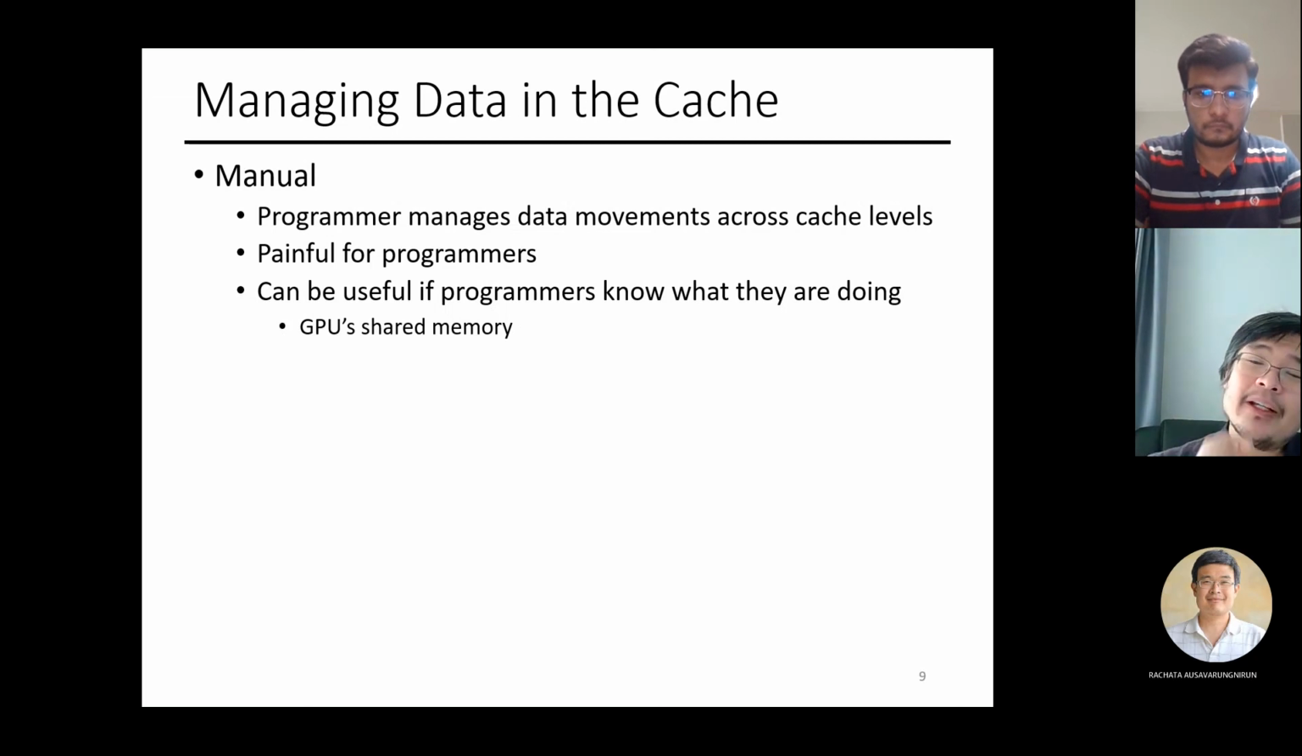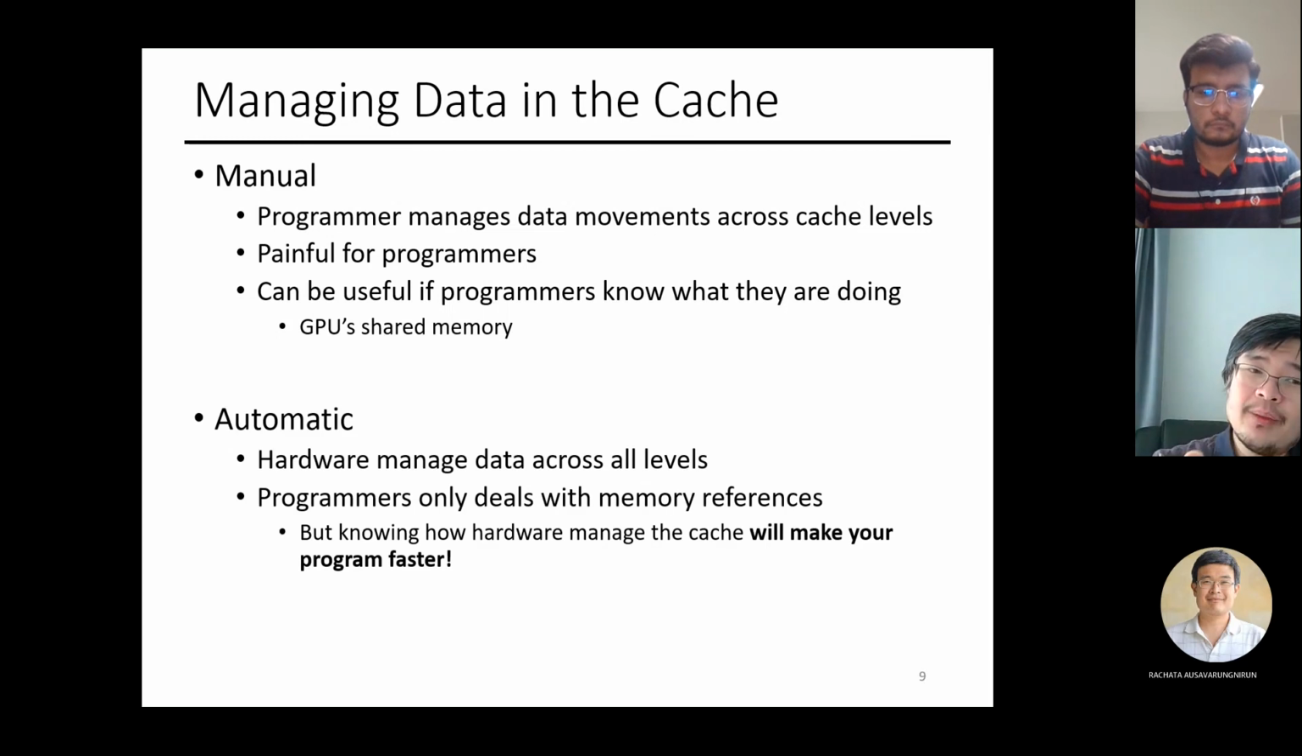But in the hardware, in the CPU, you don't want to do this all the time because this is going to be painful for your program. Every single piece of data, you don't want to manually manage them. So in your hardware, we do this automatic management of data. Hardware would manage the data across all levels, and the programmer only has to deal with memory references. If you've programmed in C before, pointers, right? You only have to figure out, okay, these are the addresses that I want to access.